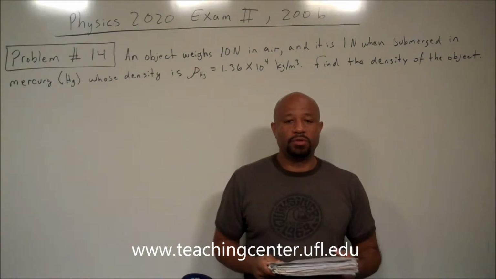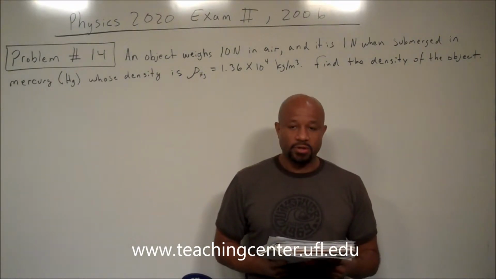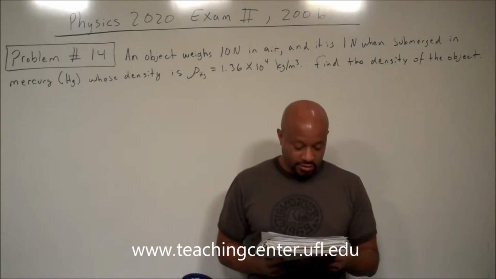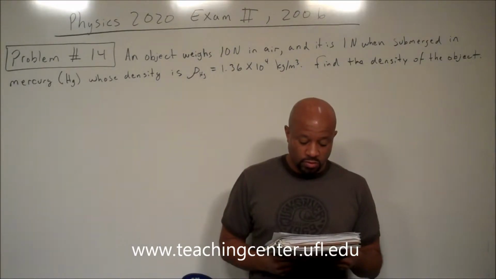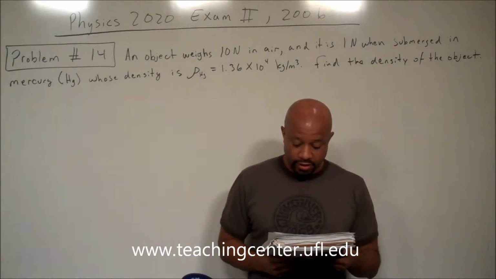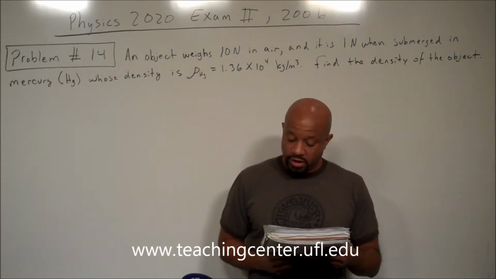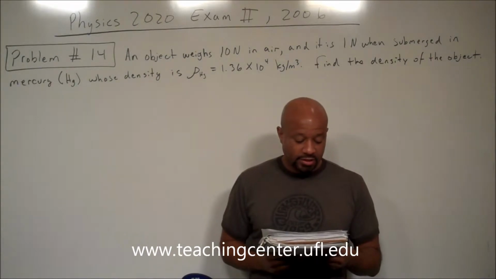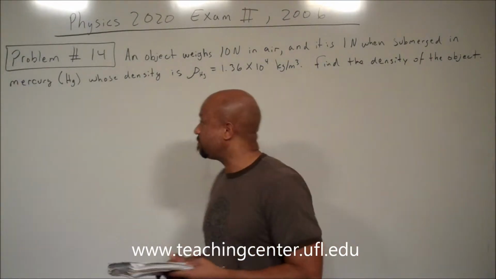Okay, so I'm going to work through problem number 14 for Physics 2020, the midterm exam 2, year 2006. And this problem says, an object weighs 10 newtons in air, and it is 1 newton when submerged in mercury, whose density is 1.36 times 10 to the 4th kilograms per meters cubed. And it's asking us to find the density of the object given this information.